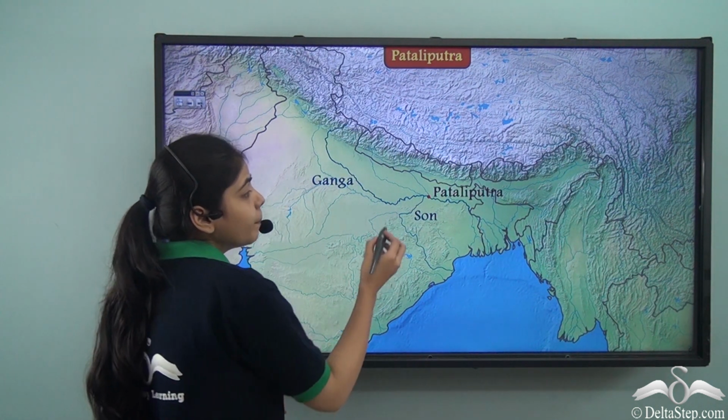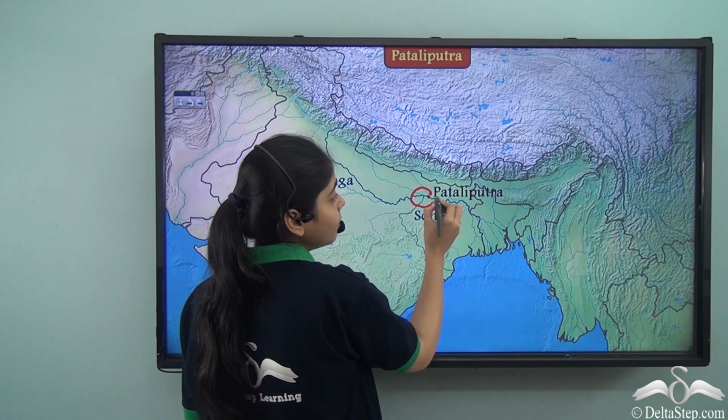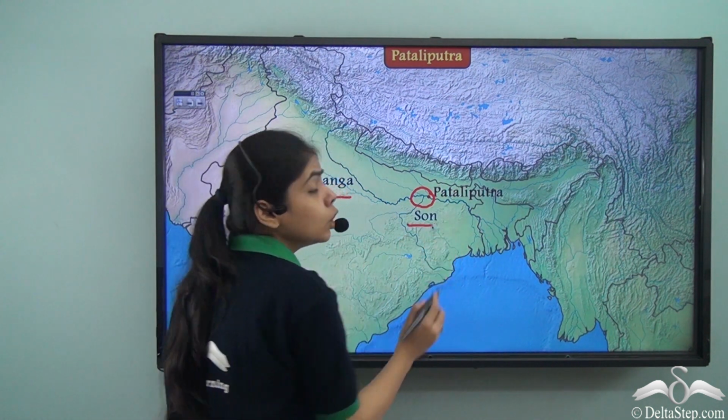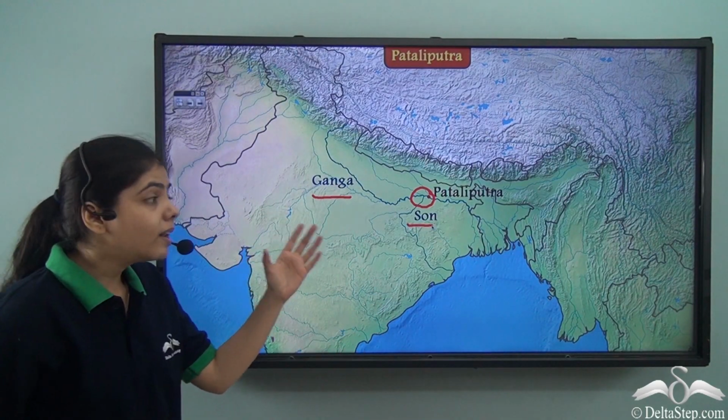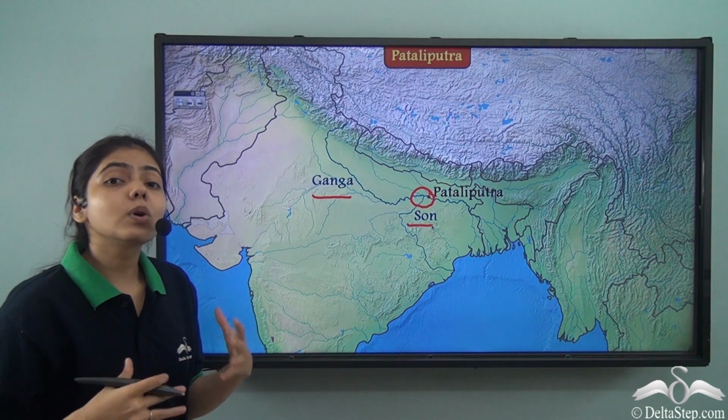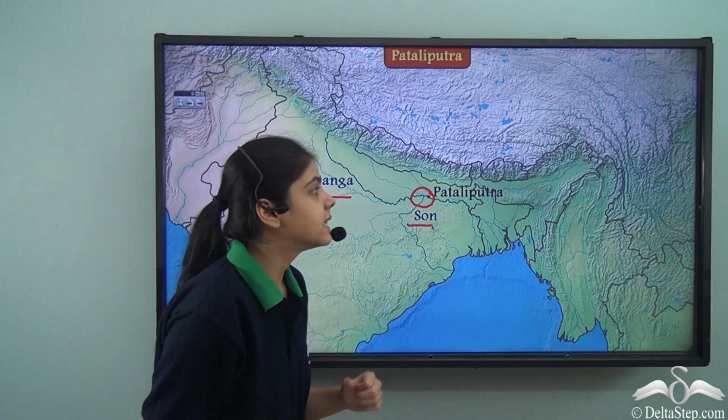So you can see Patliputra was found at the confluence of two rivers, that is Ganga and Son. So transport was well facilitated because it was water transport. So communication was made easier from the capital city.